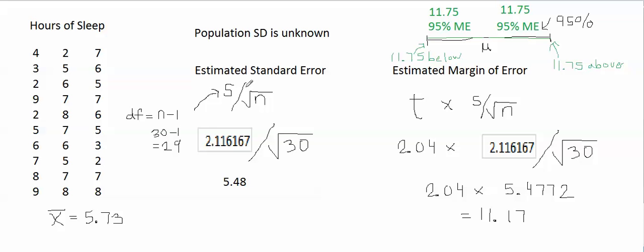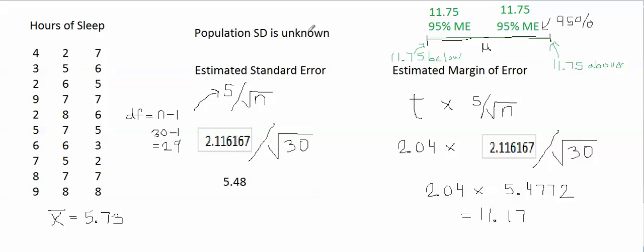The estimated standard error is an estimate of the true standard error, which tells you how far off target the sample mean is likely to be from the population mean. And the estimated margin of error is an estimate of the margin of error. It's an estimate of how far these two boundaries are from the population mean on both sides. So now we've covered how these values are calculated and how they're interpreted in an actual study in which the population standard deviation is unknown.